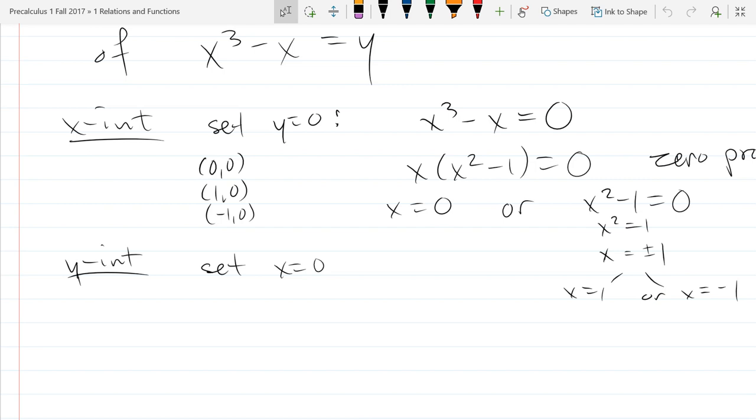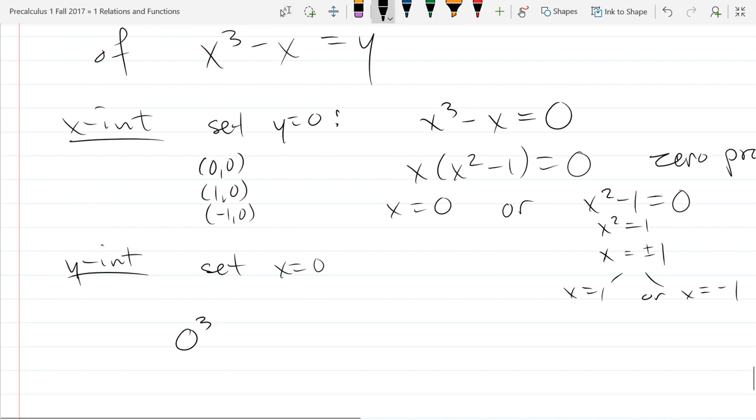0, 0. So if any of these points here on the graph have an x-coordinate of 0, they're a y-intercept as well. So one of them has 0, 0, which is both an x and a y-intercept. But we're going to see if there's any more. Maybe there's more than just that one. So set x equal to 0.